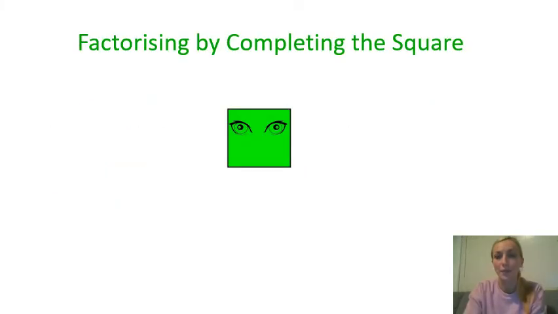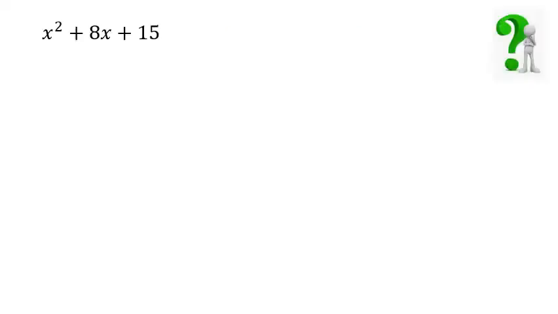Today is a recap of factorising by completing the square. I know all classes did this last semester, so today should just be a refresher. If I asked you to factorise this expression, you would think of two numbers that multiplied to give 15 and added to give 8. So 5 and 3 would be the numbers. So we'd put them in the brackets, x plus 5 and x plus 3.